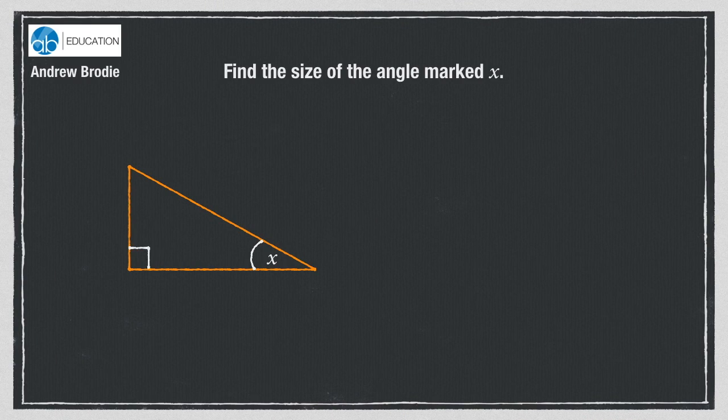We are looking for the size of angle x. We can see the sizes of two of the sides. The hypotenuse is 6.4 centimeters long. The side opposite angle x is 4.8 centimeters.